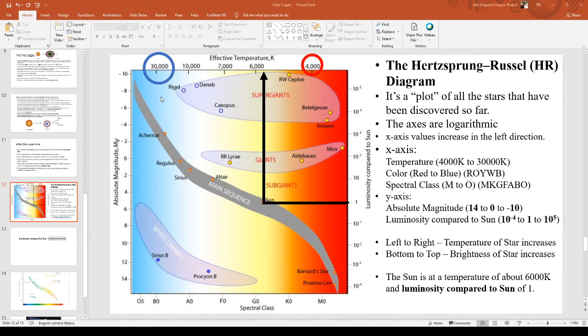Sun is a G2 star. Altair is from our galaxy. Okay. Sir, what do M0 and K0, that line, represent?